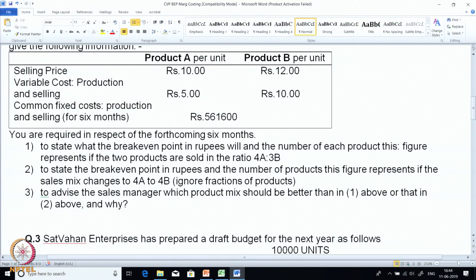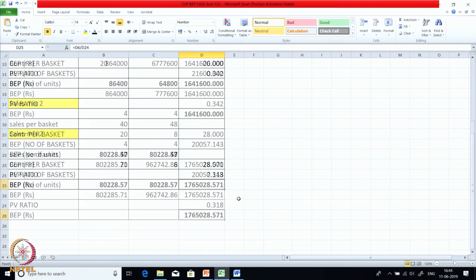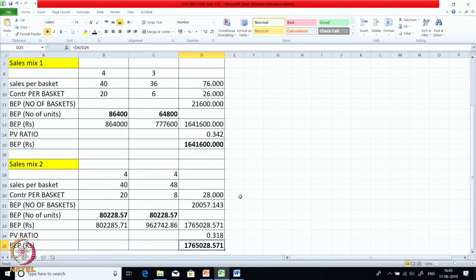Now the question was firstly to calculate the BEPs and then advise the sales manager as to which of the two mixes is better. So which of the two mixes do you like now? There are two ways of looking at it. First, by BEP, you can see the BEP is higher for sales mix 2. So you would prefer sales mix 1. And the PV ratio is higher for sales mix 1. So you prefer sales mix 1.